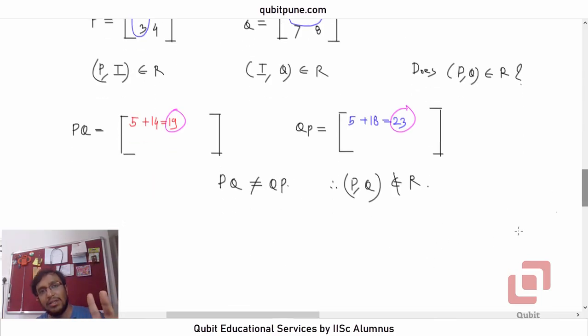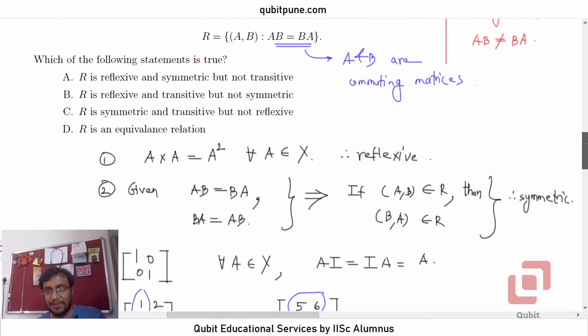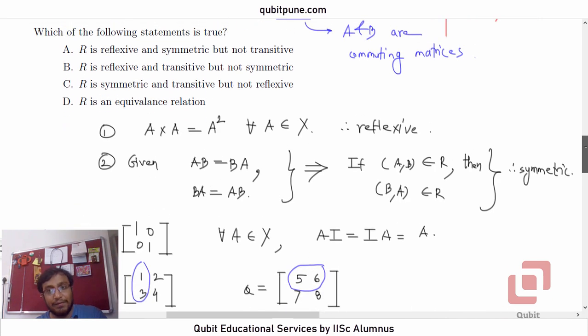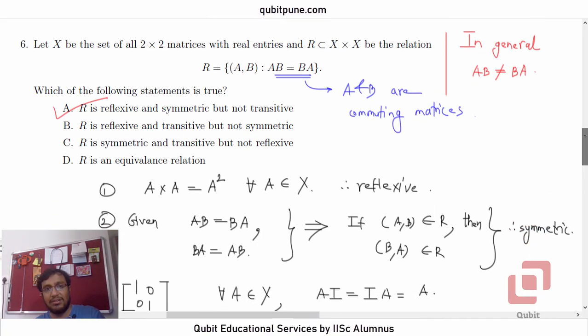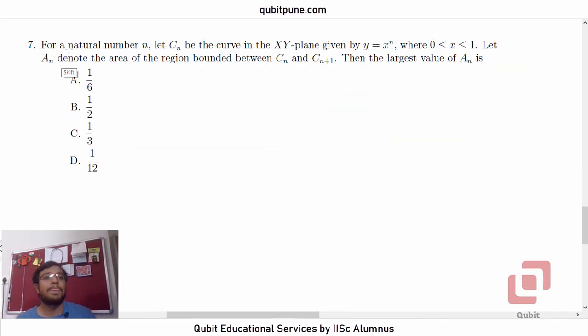This is enough. One counterexample is enough to disprove any result. So therefore, not transitive. And so it is reflexive and symmetric but not transitive. Option A: reflexive and symmetric but not transitive. Option A. Question number 7.